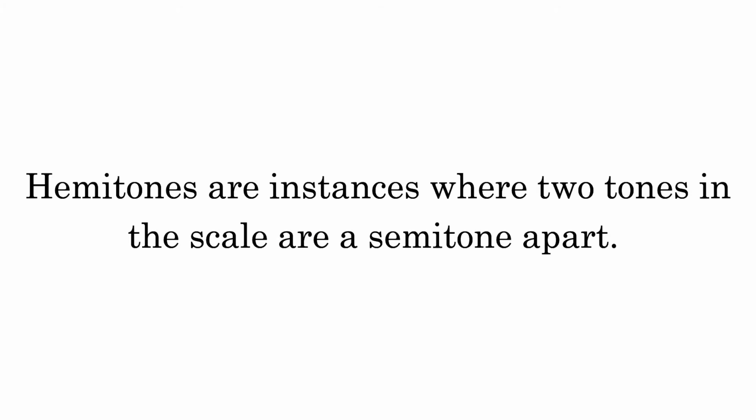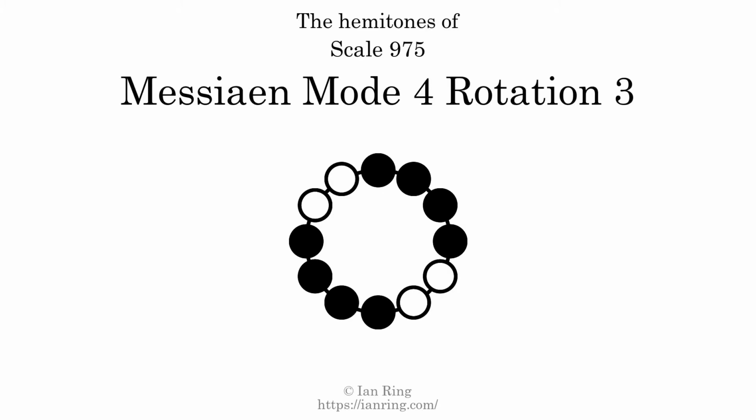Hemitones are instances where 2 tones in the scale are a semitone apart. This scale has 6 hemitones. They are at positions here, here, here, here, here, and here.